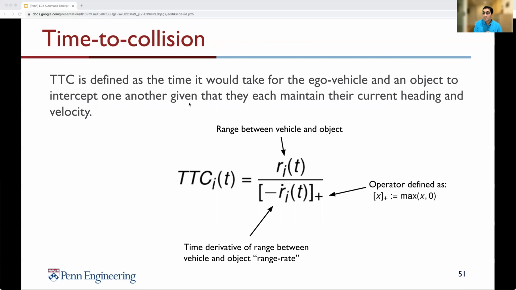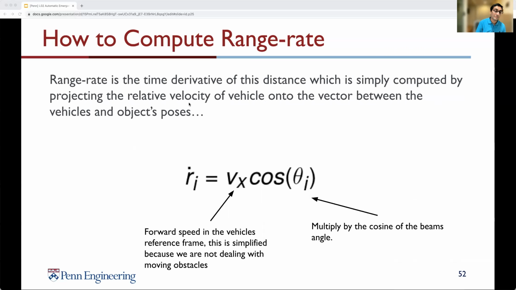And essentially, we also have this positive operator on the brackets over here to basically say that if the vehicles are separating, that means they are moving apart, then we treat TTC as going to infinity. But if the vehicles are coming closer together, that's when we have a positive time to collision, and that's when our system starts to become more active. But we ignore any of the vehicles where the relative distance is increasing, right? And it's increasing at a faster rate also.